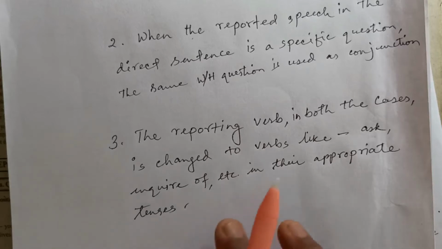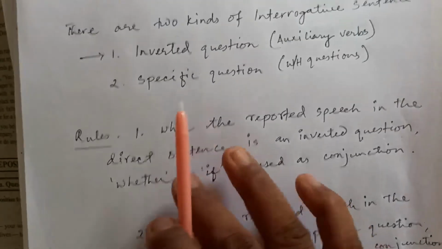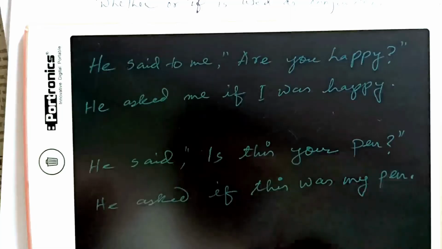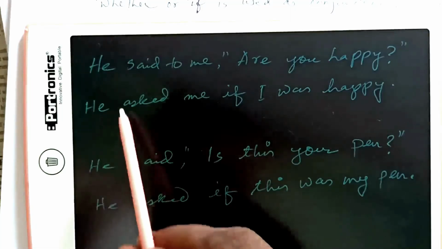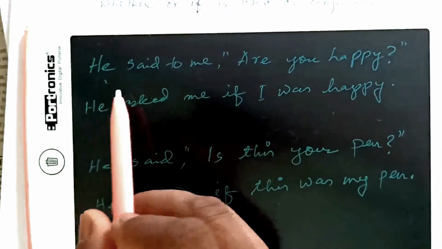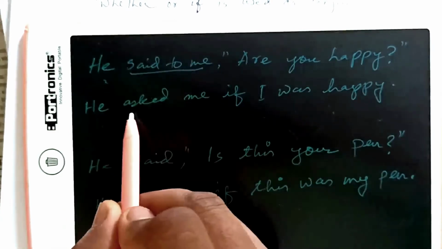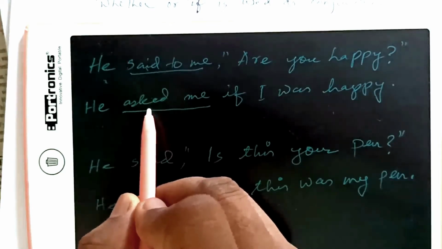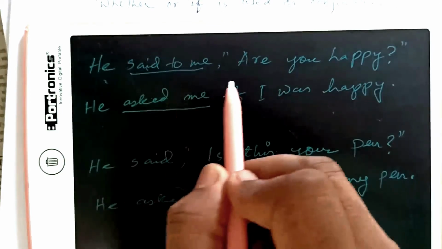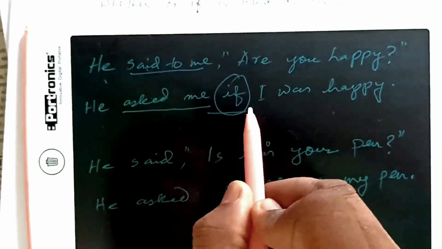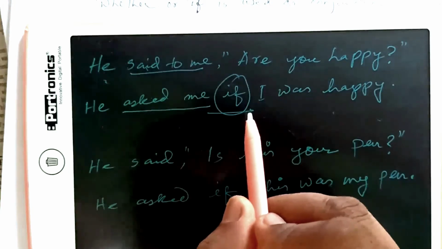Now let's start with the inverted question. I'll put up 2 examples to make it clear. Here are the examples. He said to me, are you happy? What happens is said to me has been changed to asked me, because this is past tense, so we also use it in the past tense. We found it in the rule. Now the conjunction if or whether is used instead of that. We are not using that anymore.